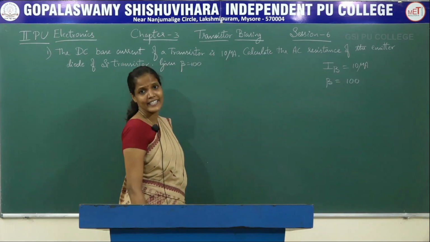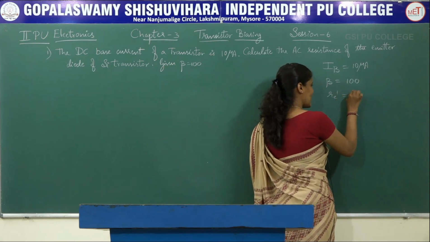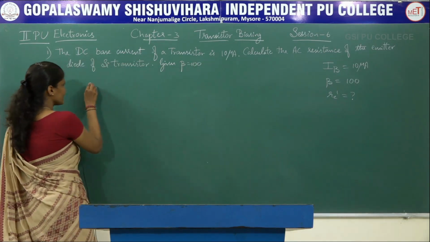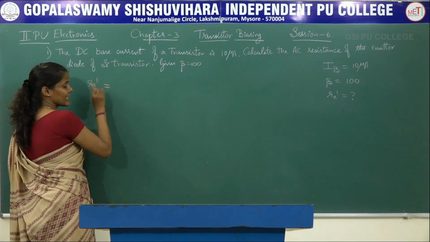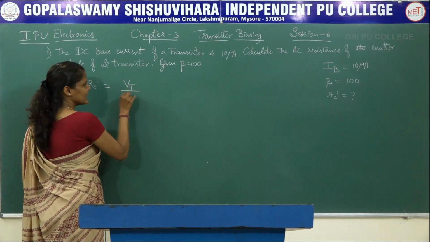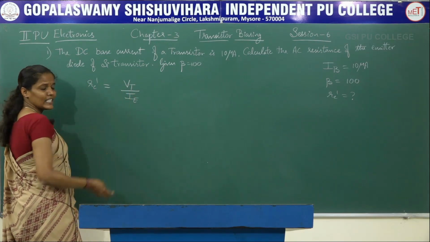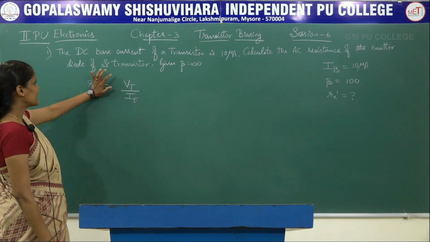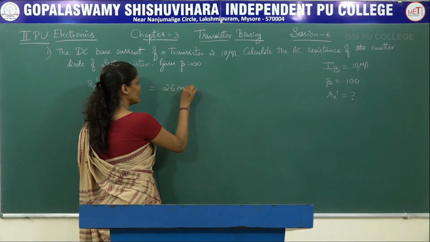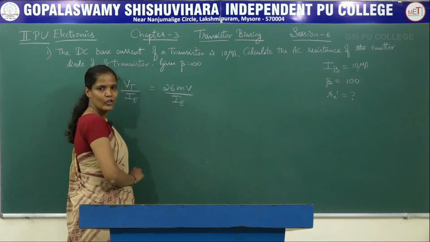Calculate the AC resistance of the emitter. AC resistance of the emitter anta helidre RE dash na ನಾವು calculate ಮಾಡಬೇಕು. But we are having this formula RE dash, we derived this formula in the last class. RE dash is equal to VT divided by IE anta. But VT anta helidre threshold voltage. That threshold voltage for silicon is 26 millivolts divided by IE. But I don't even know the value of IE.